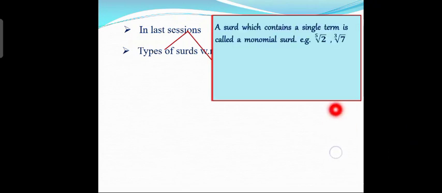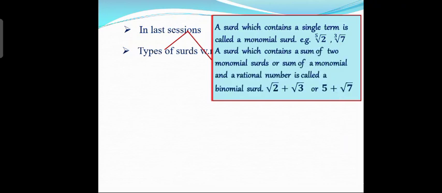A surd which contains a single term is called a monomial surd. For example, fifth root of 2. This surd has only a single term, so this is monomial. And cube root of 7 having only a single term, so this is also monomial.